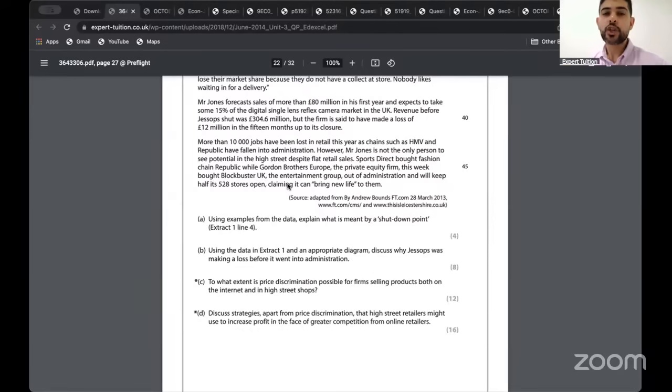Yeah, they can. So if I'm looking for evidence of monopoly power in an extract, I'm looking for things like: are they a recognized brand? Are they a company that has brand loyalty? Are they a company that has been around for a long time? And the extract is littered with examples here.